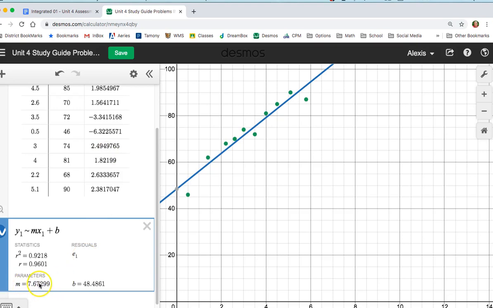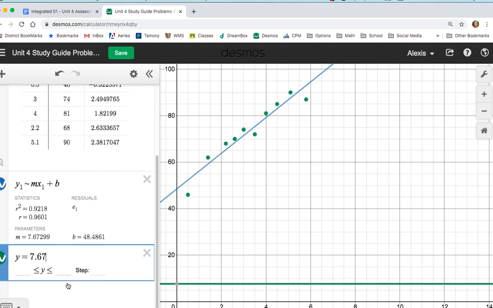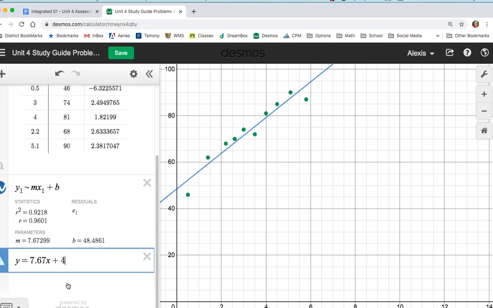So this M gives me my slope. This line here, that's the least squares regression line, is Y equals 7.67x plus 48.48. So there is my equation. I'll go ahead and type that down here. Y equals 7.67x plus 48.48. Excuse me, 49, because we want to round that up. That 6 should round up to a 9. And there's my green line.